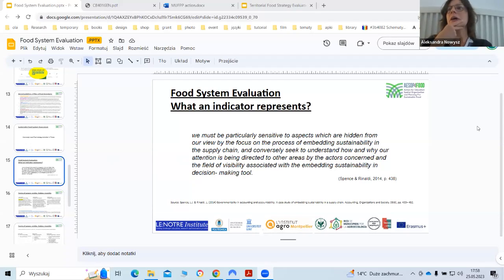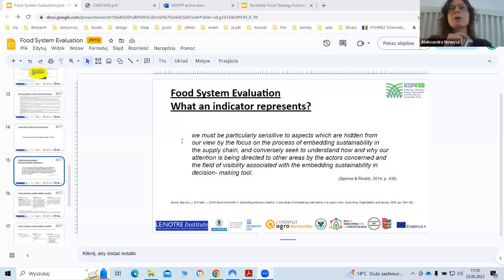And now we will have a small exercise about forms of power in the food system and how these forms of power could influence our food system evaluation. And so I would like to go back to the question of what an indicator represents. I would like to first quote Spence and Rinaldi from their paper, Governmentality in Accounting and Accountability: a case study of embedding sustainability in a supply chain.